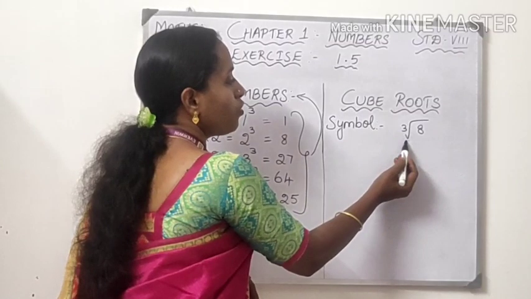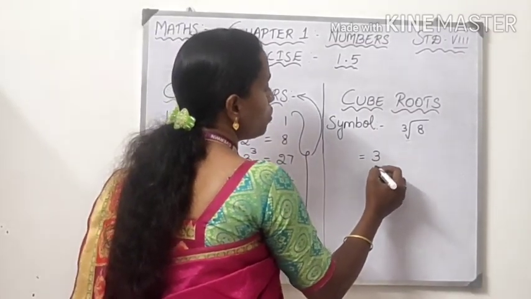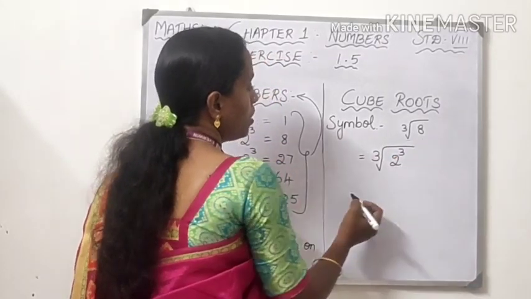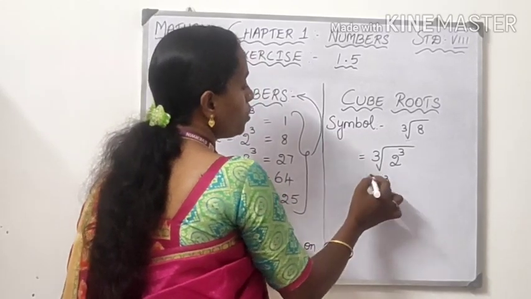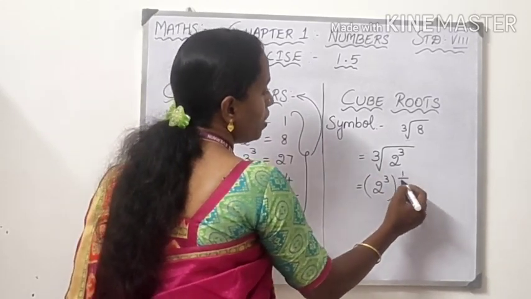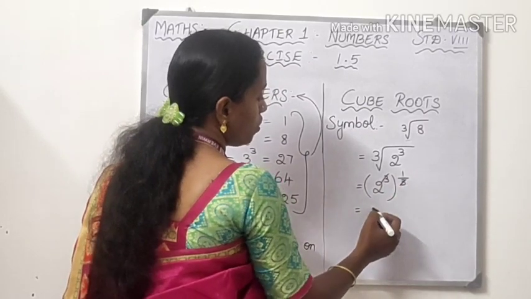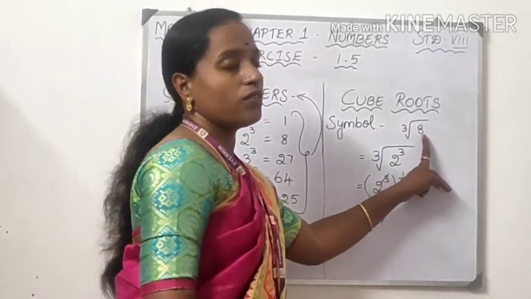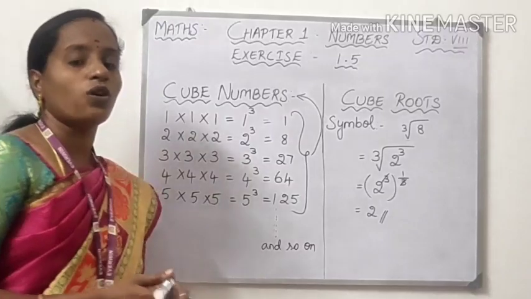Here we are going to find the cube root for the perfect cube number 8. This is the symbol for the cube root. The cube root of 8 can be written as cube root of 2 power 3. The value of this cube root is 1 by 3, so now we can cancel the 3 and 3. We'll get the answer as 2. So 2 is the cube root of 8. This is called cube root.